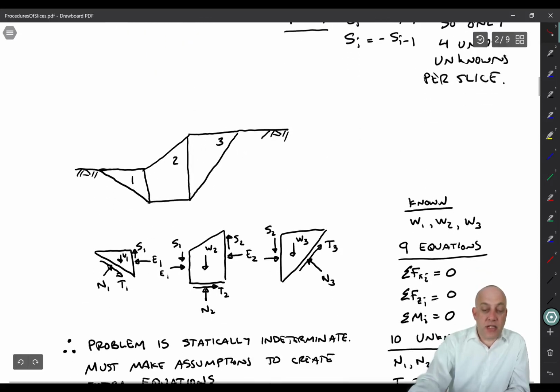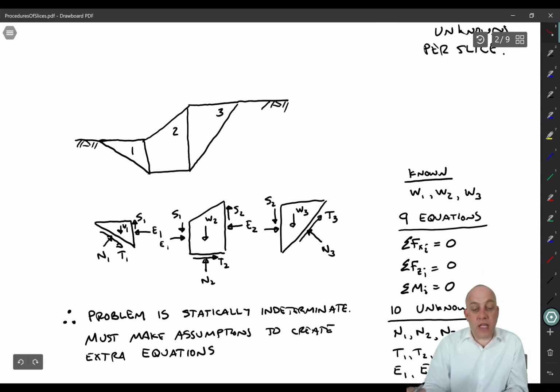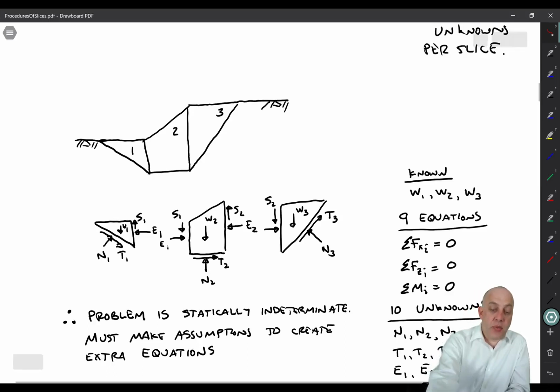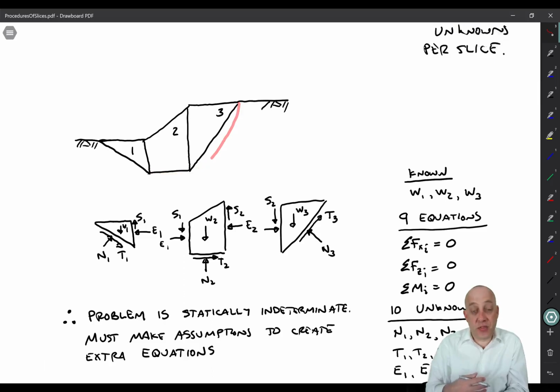So let's do a little example just to illustrate how many assumptions we have to make here. Here's an example that is non-circular, although I guess you could argue that there might be a circle like that, and we just haven't done a very good job of discretizing it into slices. So this could be representative of a circular surface, but anyway, the purpose is just to illustrate equilibrium. It's not to model a real slope or anything.